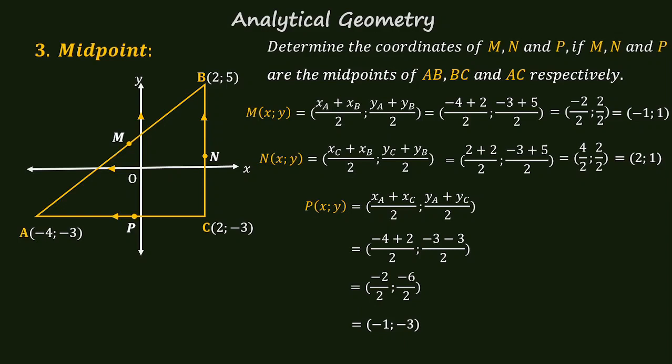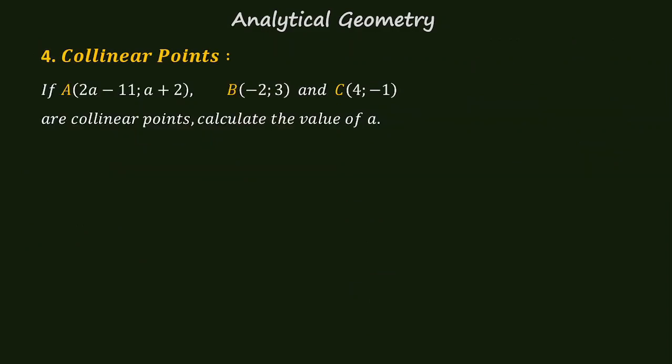And now let's move on to collinear points. When we say points are collinear, we mean that they lie on the same straight line. In this example, we are told that A, B, and C are collinear points, and they want us to calculate the value of A. What is important about collinear points?